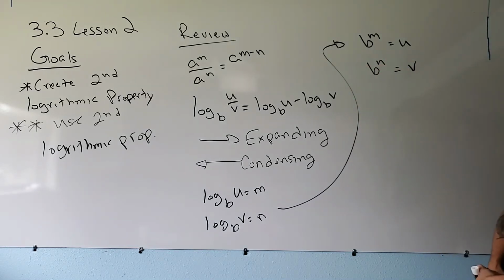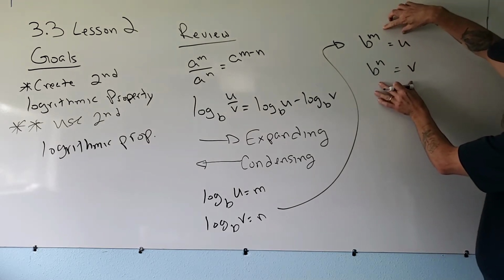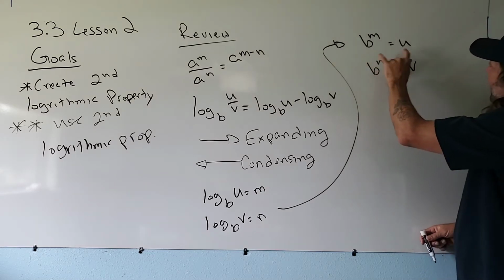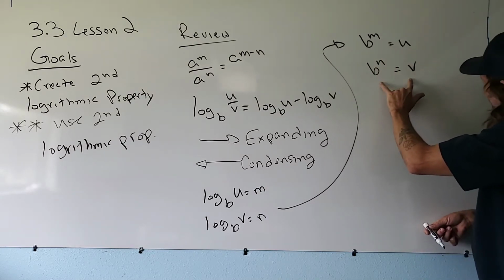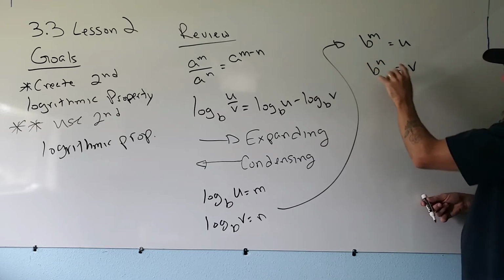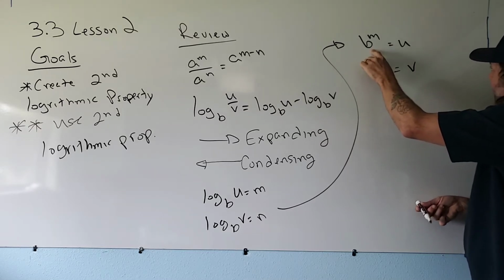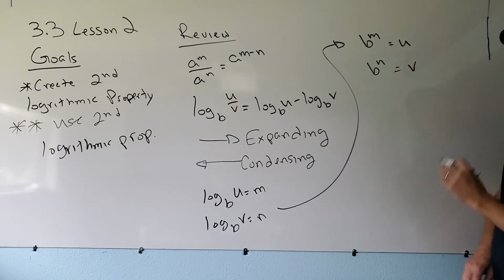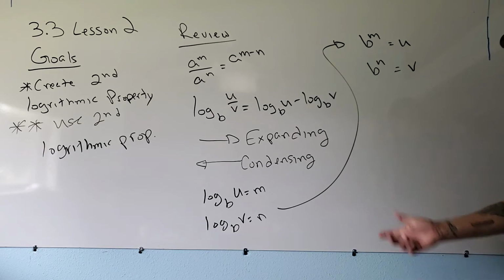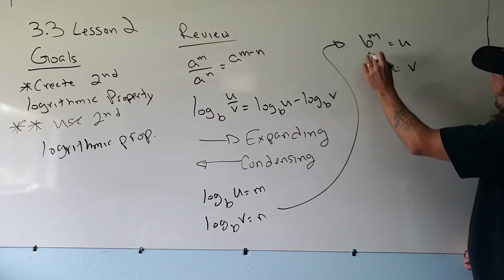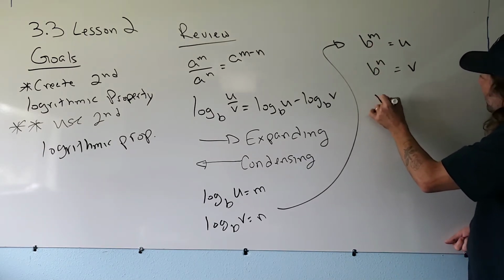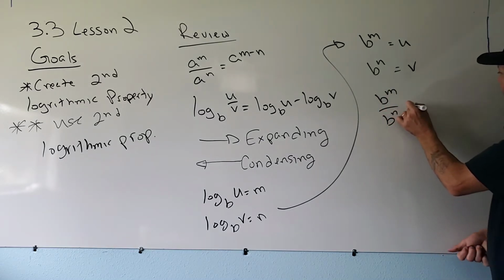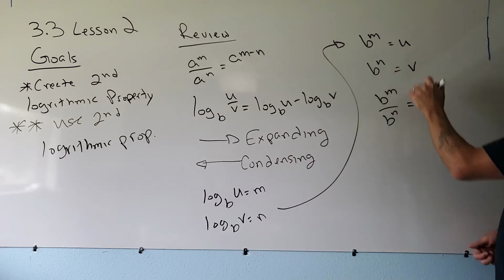So, yesterday's lesson, we multiplied these together. Today's lesson, we're going to divide them. So I'm going to divide this equation by this equation, and since these are equal, it's a legal move. I'm going to divide the left side into this left side, and this right side into this right side. So I'm going to represent it as a fraction: b to the power m divided by b to the power n will be equal to u divided by v.